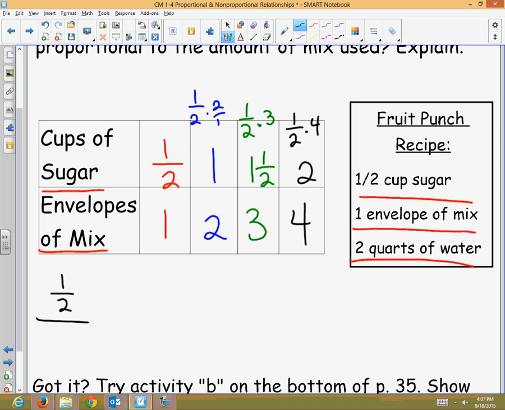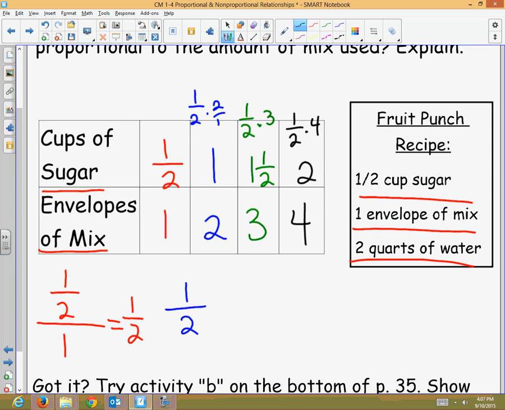1/2 divided by 1 is still 1/2. Let me rewrite that so it matches the color of our table. 1/2 over 1. Okay, 1/2 divided by 1 is itself 1/2. Now let's take the blue, 1 cup of sugar divided by 2 envelopes of mix. Well, that's simple. It's also 1/2. You can't reduce it any further.